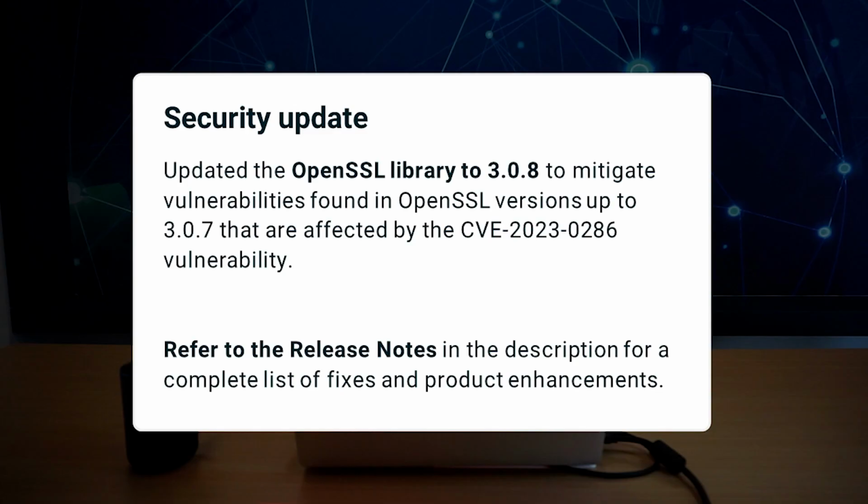We have updated the OpenSSL library to 3.0.8 to mitigate vulnerabilities found in OpenSSL versions up to 3.0.7 that are affected by the CVE-2023-0286 vulnerability. The CFT is not vulnerable, but we have decided to update the library to accommodate our clients' security requirements. Please refer to the release notes in the description for a complete list of fixes and product enhancements.